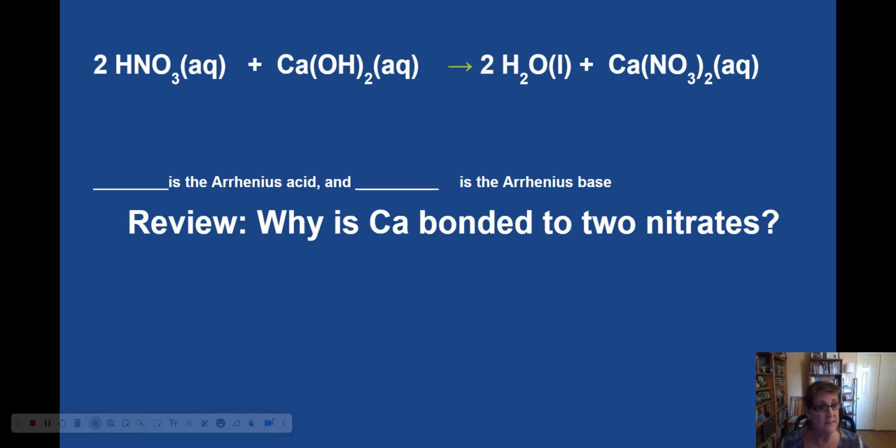Okay, which is the base? Remember, Arrhenius bases contain what? Hydroxide. So the base is the CaOH2. Yes, HNO3 is the Arrhenius acid and CaOH2 is the Arrhenius base. Now look at the salt we made, the calcium nitrate. Why is the Ca bonded to two nitrates? Why is it CaNO3 in parentheses with a 2? Why do we need two of those? Any idea?